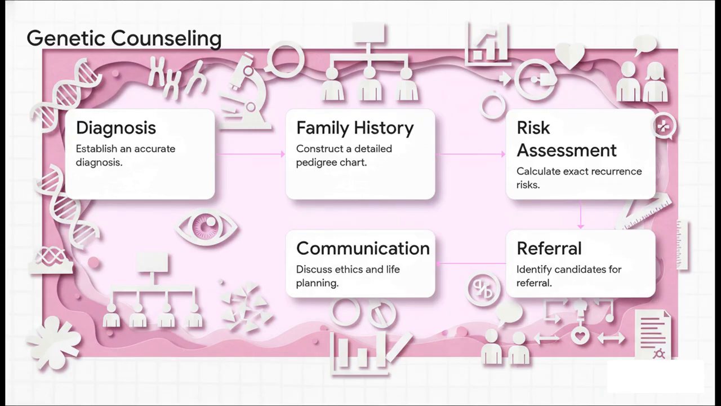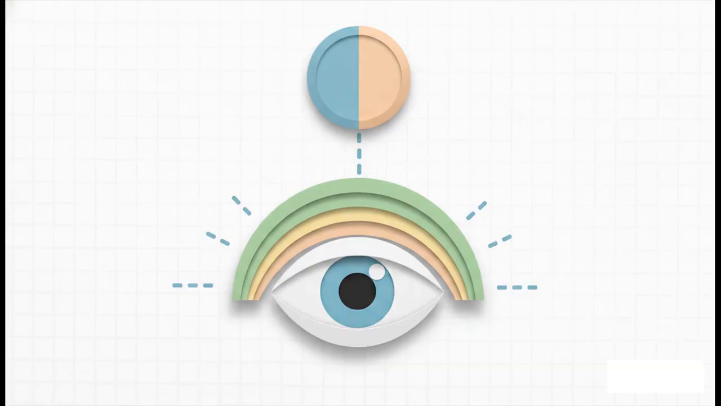Step 3 is the actual risk assessment based on those inheritance patterns. Step 4 involves identifying who else in the family might need a referral. And Step 5, which is perhaps the most delicate, is communication and ethics. Counselors help families adapt to these risks, maintain confidentiality, and make incredibly personal family planning decisions that align with their own values. Now, looking closely at Step 3, the risk assessment, there is this fascinating caveat.